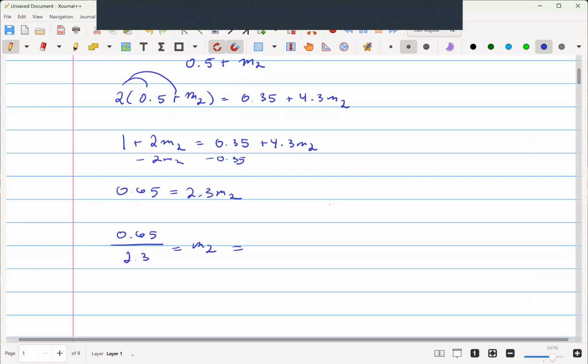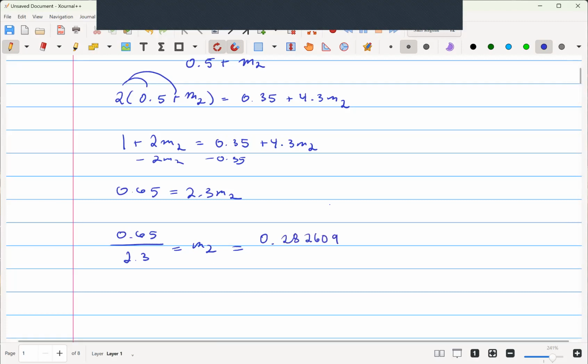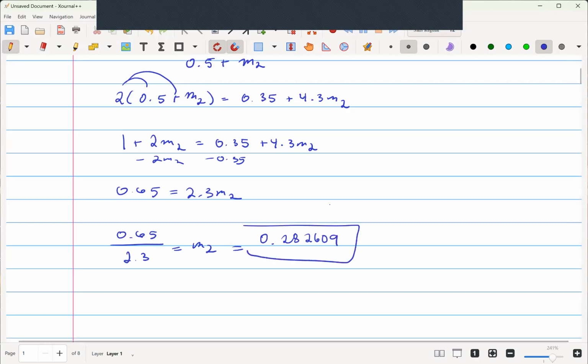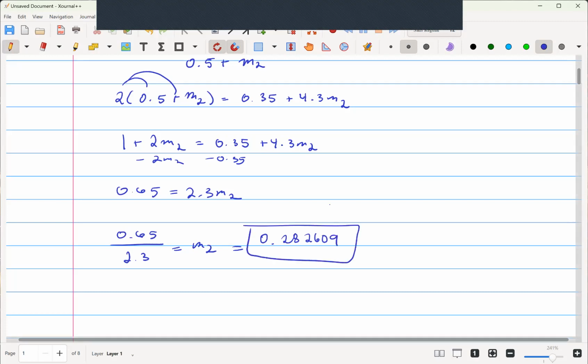And that equals, let me get out my calculator. It's got to be a long decimal. It is 0.282609 rounded. With the not rounded, it would be 87. You can round that to 9. That is our answer for question 1.